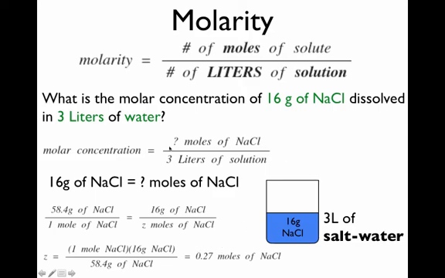So in the end, in this problem, the molar concentration of salt is going to be 0.27 moles of salt divided by 3 liters of the entire mixture. And if you do this out, 0.27 divided by 3 will equal 0.09. And so if you wanted to describe the concentration of 16 grams of table salt dissolved in 3 liters of water, you would say that it's 0.09 molar. And that's just another way of describing the concentration of something dissolved in a solution.